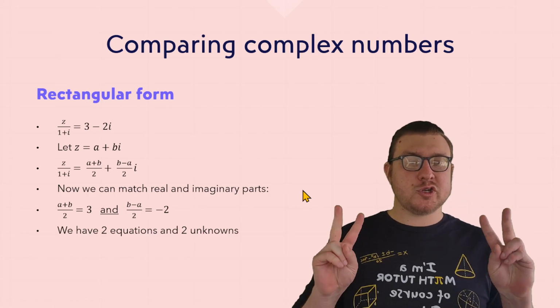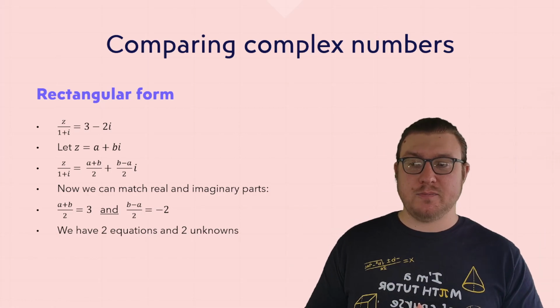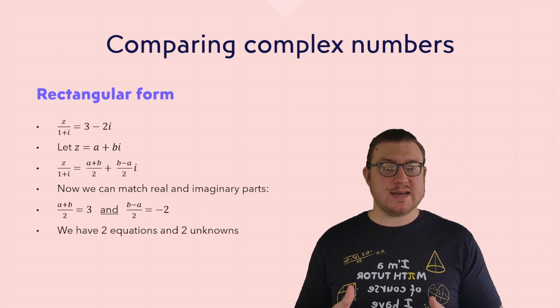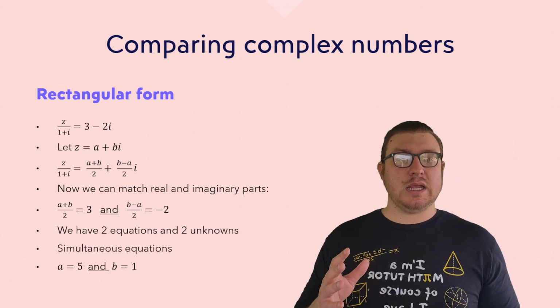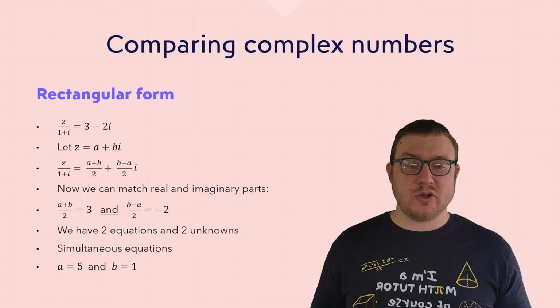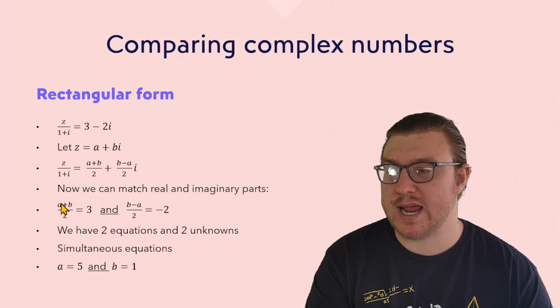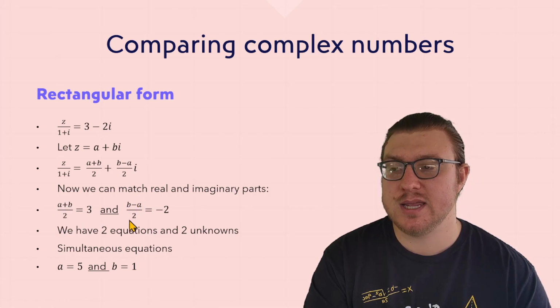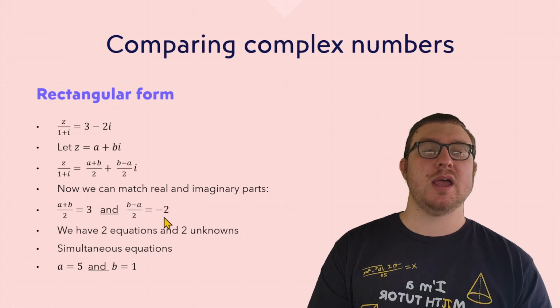We now have two equations and two unknowns, so we can solve for a and b here, which are simultaneous equations. If you do this correctly, you just need to multiply this by 2 to get a plus b is 6. Here we multiply by 2. b minus a is minus 4.